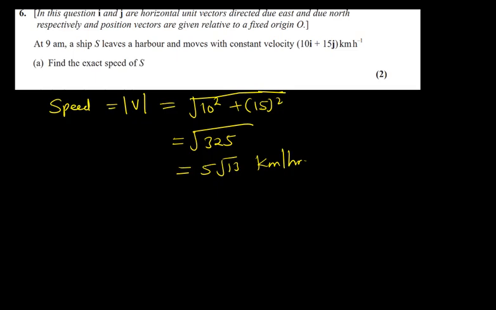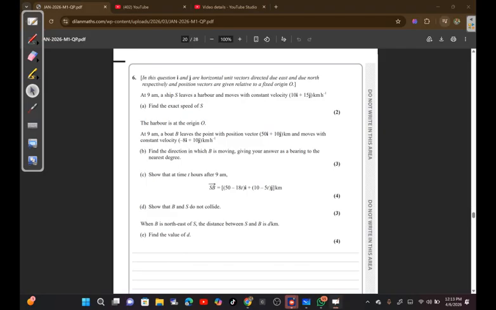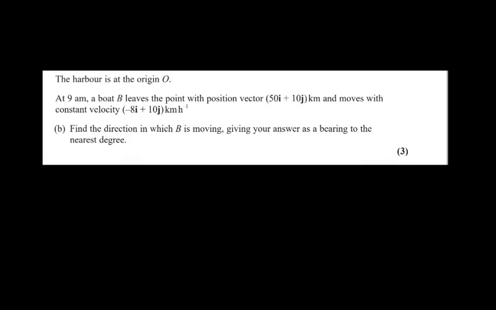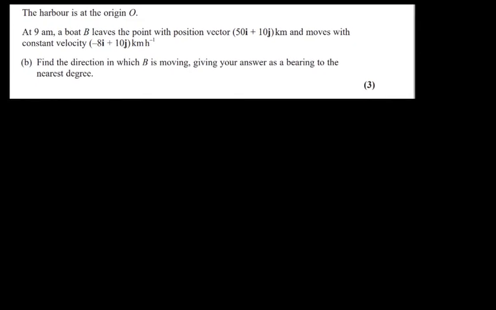Now let's go to the second part of this question. We are told that the ship leaves the origin O at 9 a.m. A boat B leaves the point with position vector 50i plus 10j and moves with a constant velocity of -8i plus 10j. Find the direction in which B is moving, giving your answer as a bearing to the nearest degree.